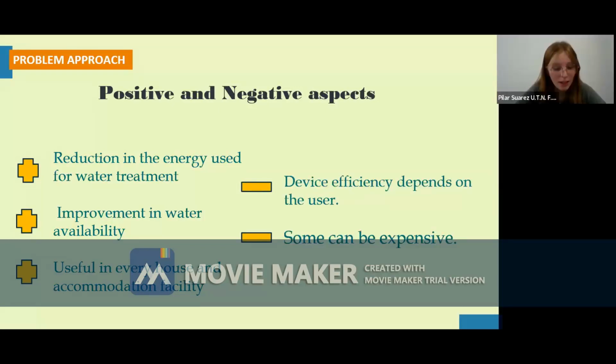In relation to the devices themselves, a negative aspect is the fact that they can be expensive, and therefore not every person can have access to them. Another negative aspect is that the goal cannot be met because the usage and the control depend on every person.